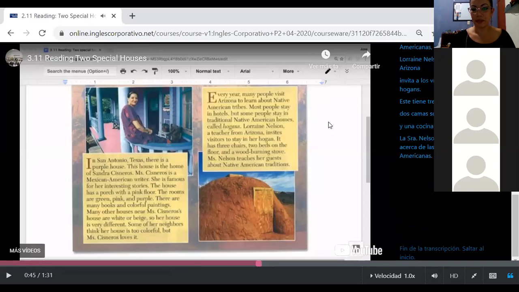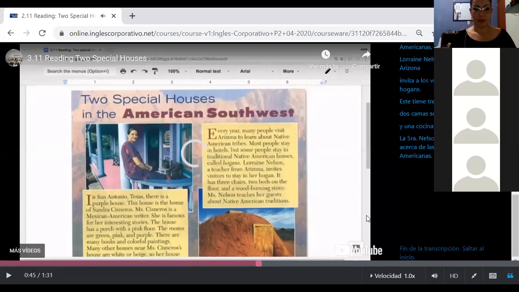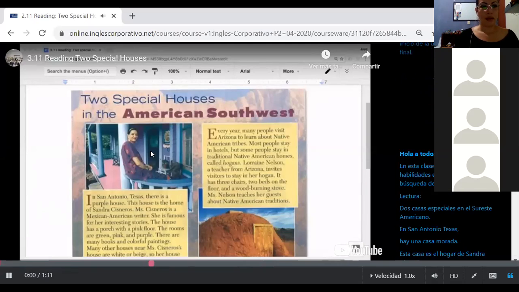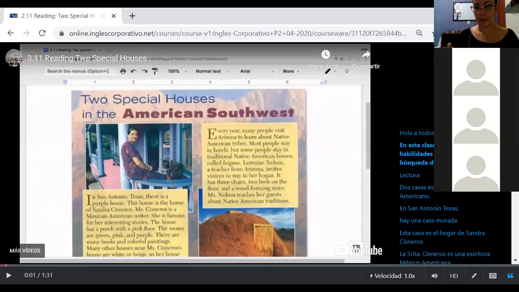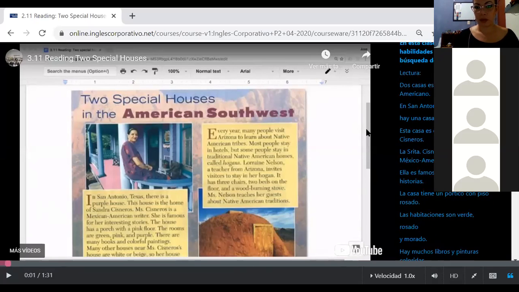Hi, everyone. Ya que no han llegado hasta ahí, lo vamos a ver acá. Class, you'll develop skills in scanning and reading.